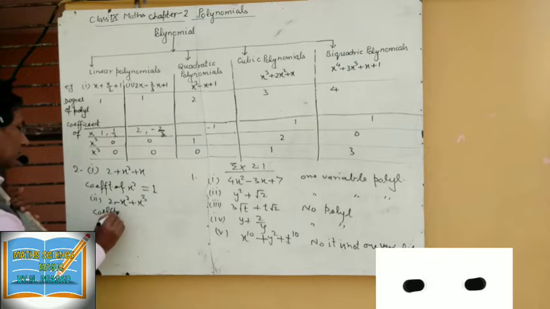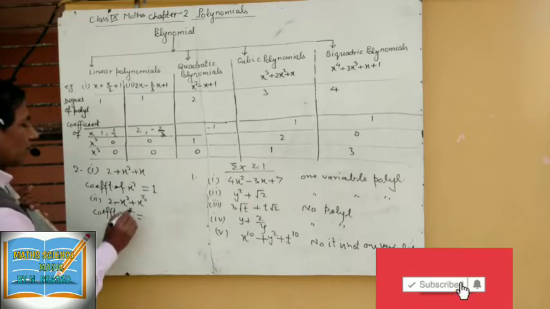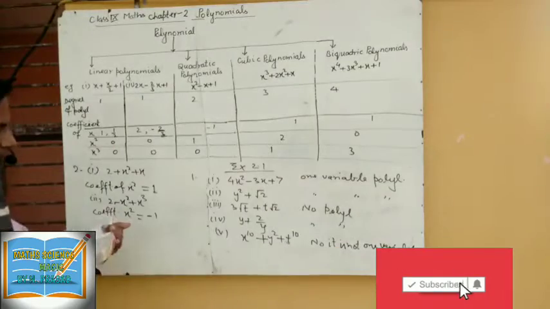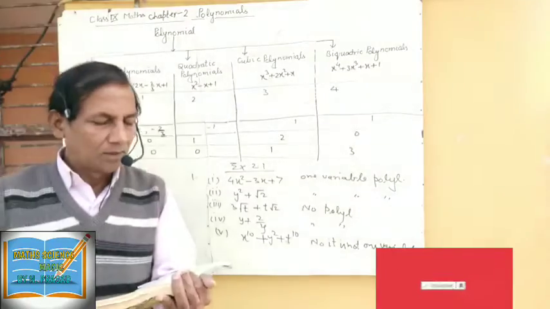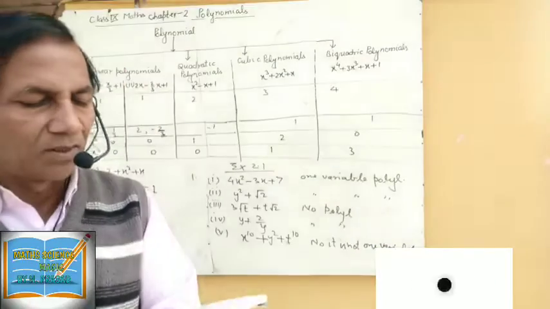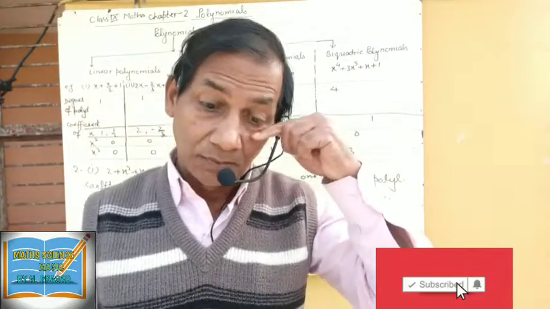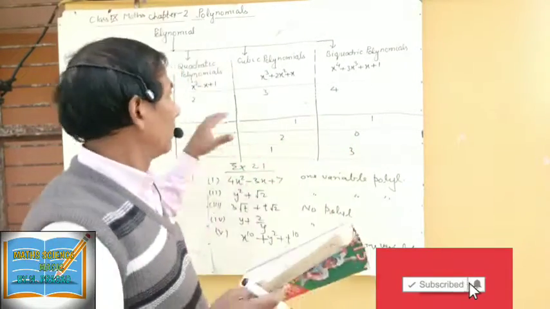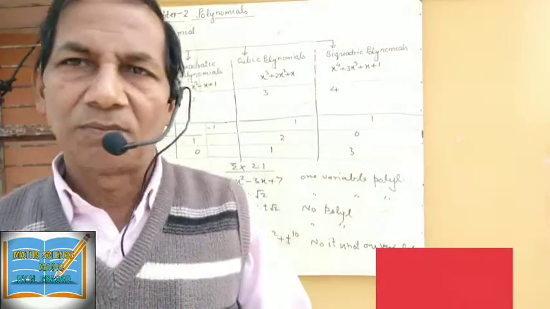Coefficient of x square is equal to minus 1. Similarly, in the third one, pi by 2 x square is given. That's why pi by 2 will be the coefficient of x square. It has been explained by me just before this question.